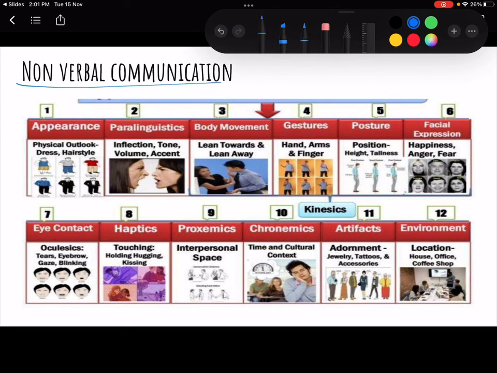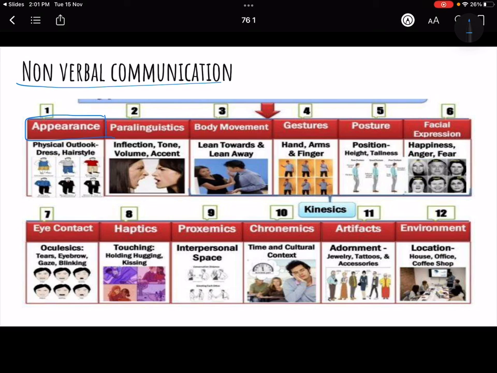For example, appearance. If I go to the interview wearing rugged jeans and chappals, it will show that I am not very serious or that I am a very casual person, that I do not care, I do not respect the board that is sitting and interviewing me. So appearance, physical look, dress, hairstyle, it has to be appropriate according to the occasion. So that speaks a lot about us.